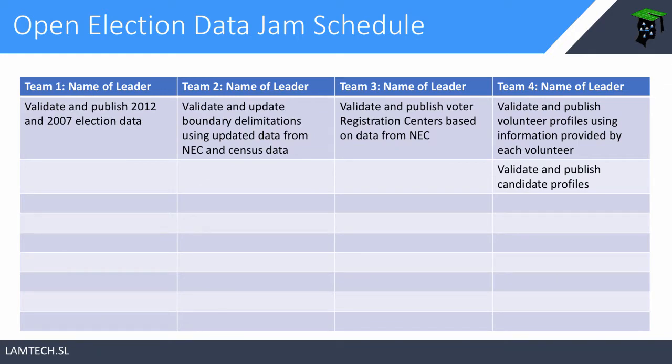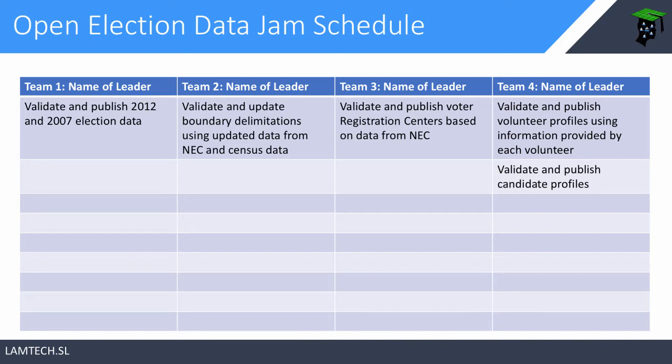Team one is going to be responsible to validate and publish 2012 and 2007 election data. Team two is going to be responsible to validate and update boundary delimitations using updated data from NEC and the census data. Team three is going to be responsible to validate and publish voter registration centers based on data from NEC. And team four is going to be responsible to validate and publish volunteer profiles using information provided by each volunteer, and also validate and publish candidate profiles.